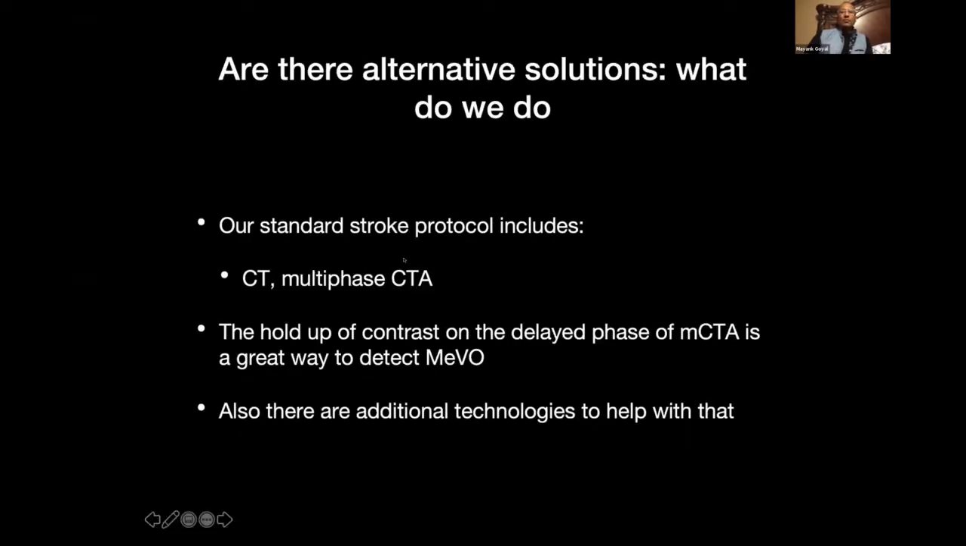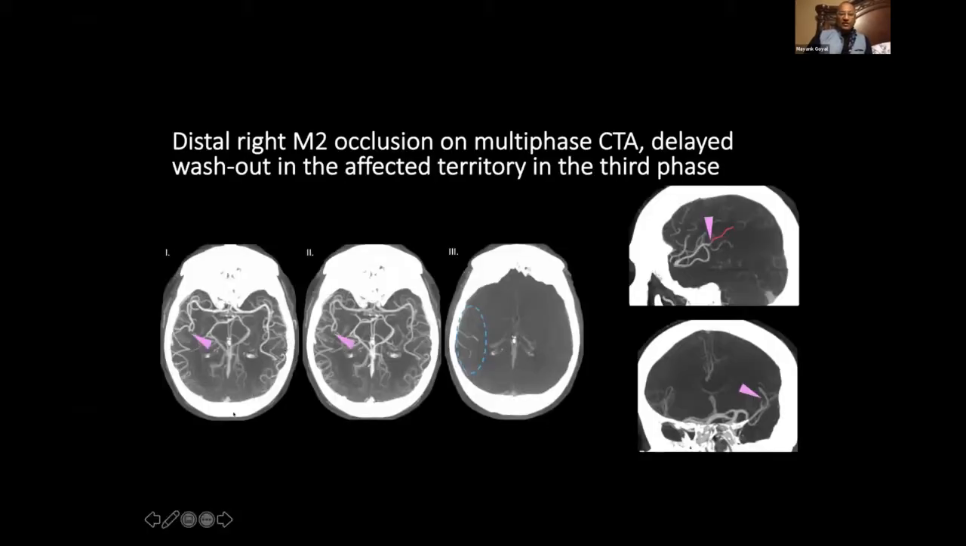So what do we do? We do a multiphase CTA. Because of the occlusion, there is holdup of contrast in the second and third phase. In fact, our residents now look at the second and third phase before they look at the first phase. There are also some additional technologies coming up. As an example, this is an M2, M3 occlusion. If you look at the third phase, there is this asymmetry of contrast over here. The moment you see this, you go back and look for the occlusion.